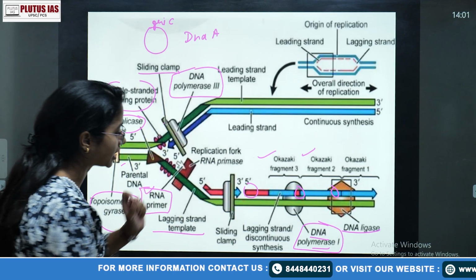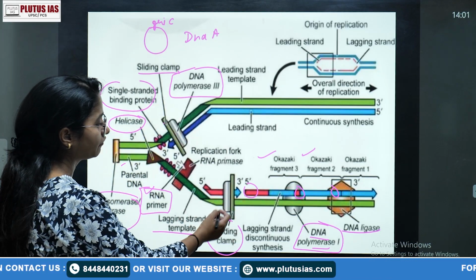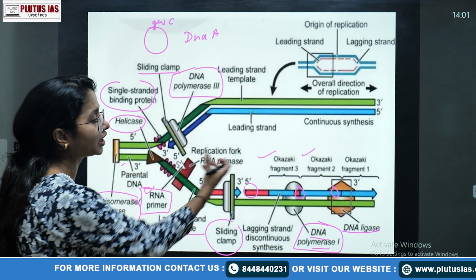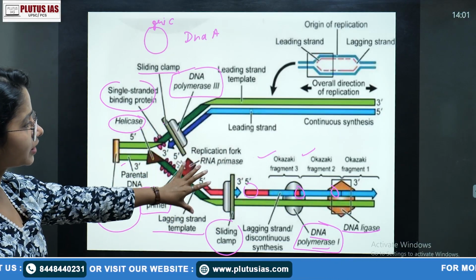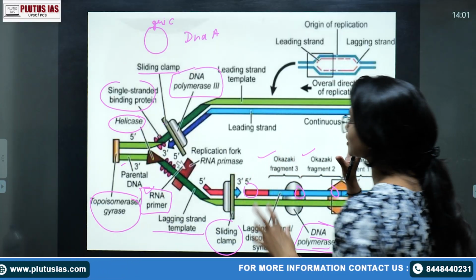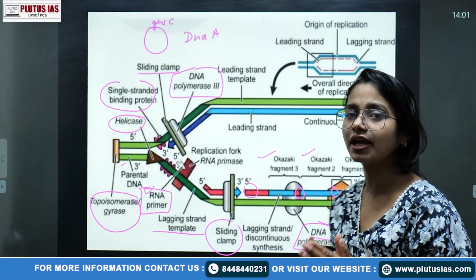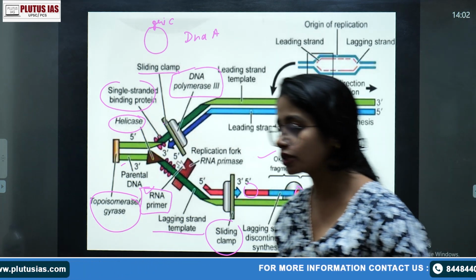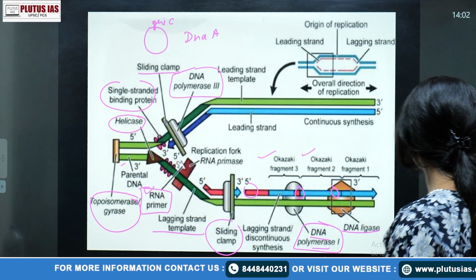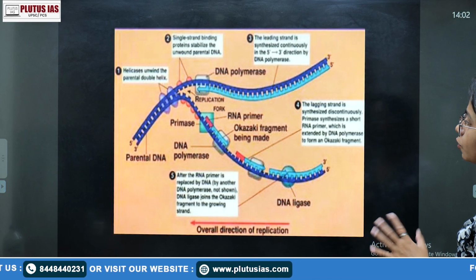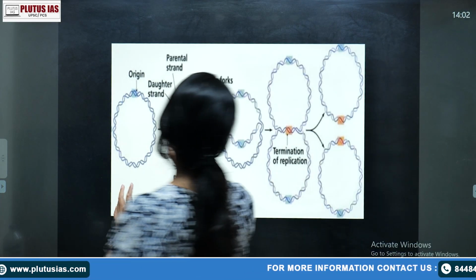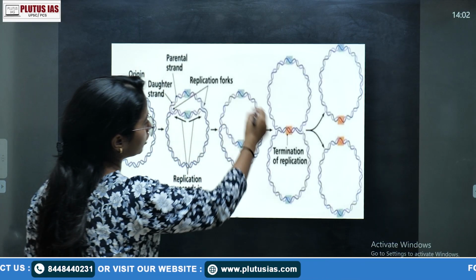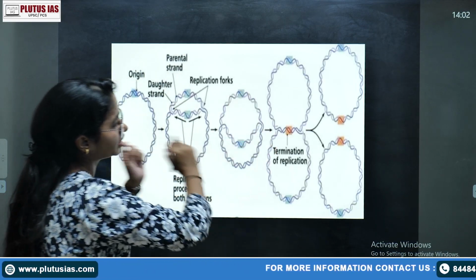Sliding clamp is assisted by the beta clamp loader, which helps in loading the DNA polymerase. So the formation of the leading strand requires fewer machinery and occurs a little quicker, while the formation of the lagging strand takes more machinery and is a little later. So this is your whole complete thing. This is the termination process. Here we can see the origin, and the formation of the new daughter strand. That's how the whole copying of the DNA occurs.